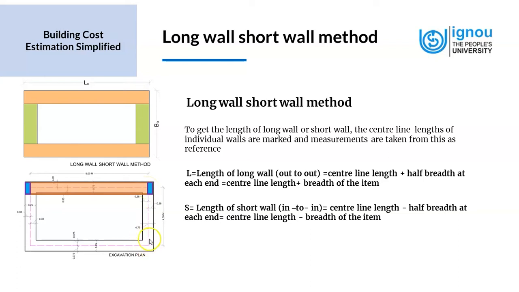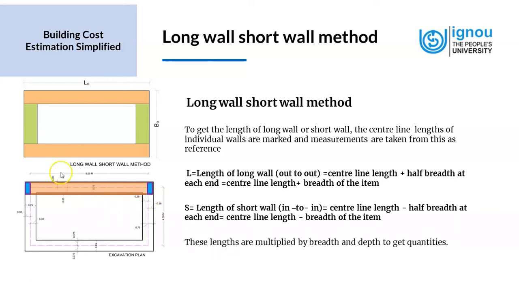And we see that half breadth is extra on both the sides. So we have to subtract it from the central line length. So in the case of the short wall, the length of short wall in to in is equal to the center line length minus half breadth at each end, which is equal to center line length minus breadth of the item, one breadth of the item.